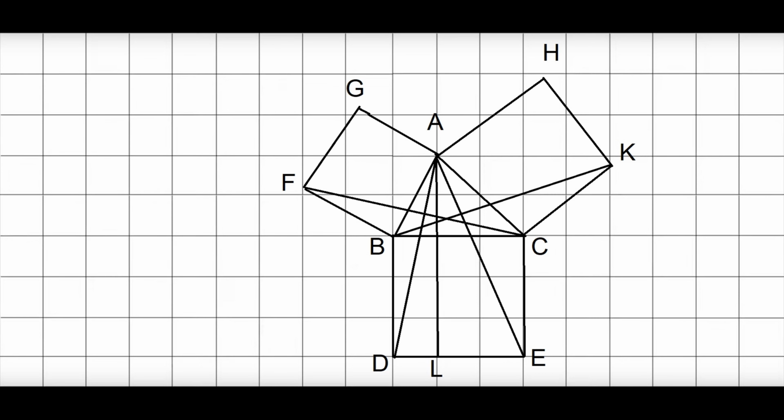For let the square BDEC have been described on BC and the squares GB and HC on AB and AC respectively, according to proposition 1.46. And let AL have been drawn through point A parallel to either of BD or CE, according to proposition 1.31. And let AD and FC have been joined.